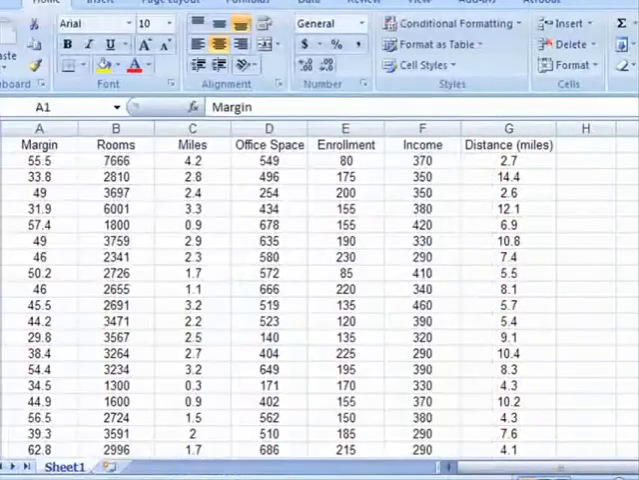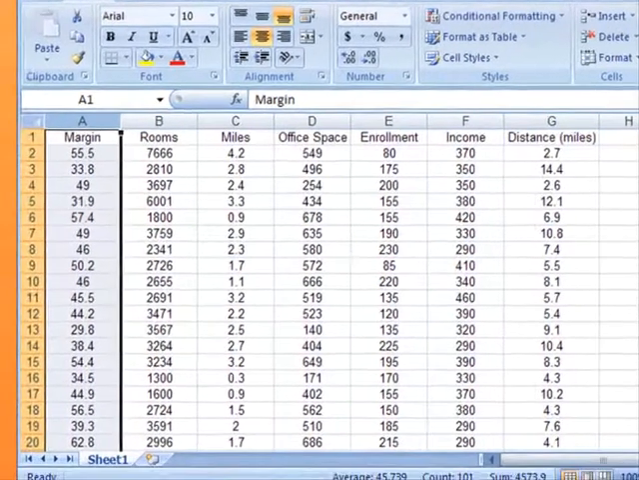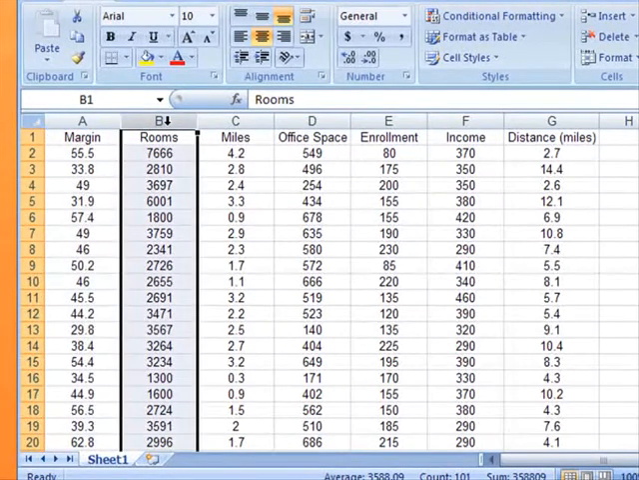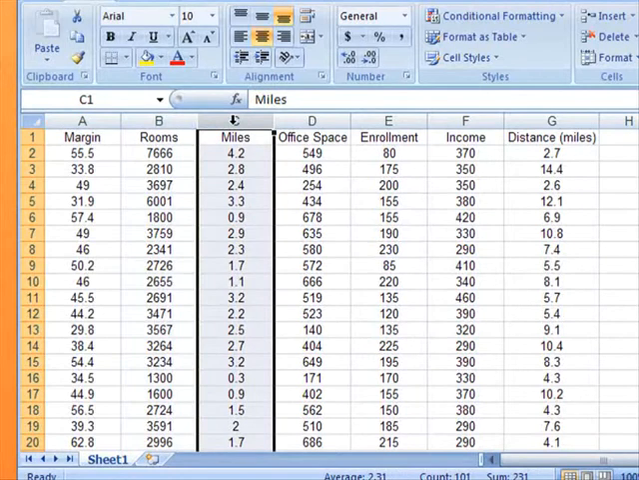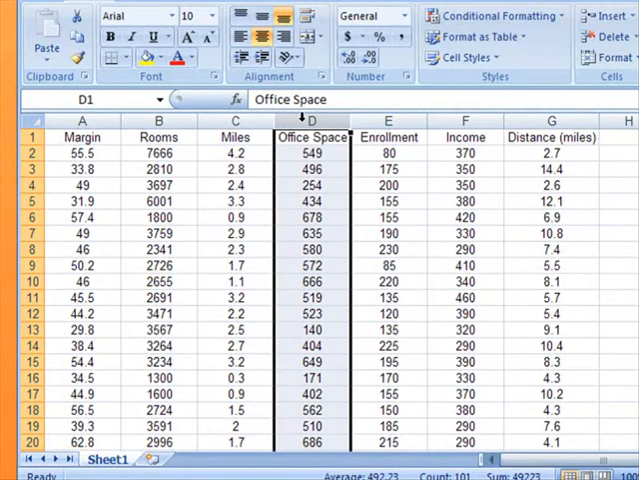If we open the file, the variables that we are using are these. Operating margin is going to be my dependent variable. That's the one that depends on many others. My dependent variable is given as a percentage. Then we have the number of motel or hotel rooms within 3 miles of the hotel. We also have the number of miles to the closest competitor. We have the office space available in the area, given in thousands of square feet.